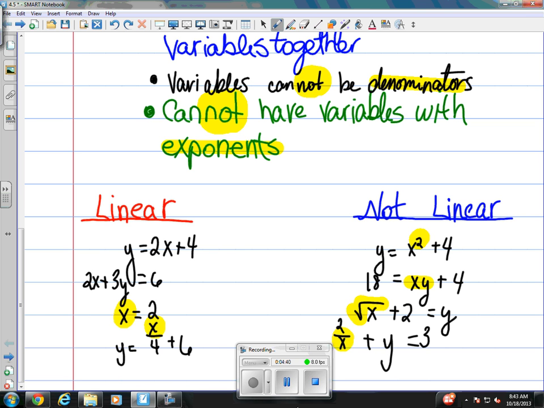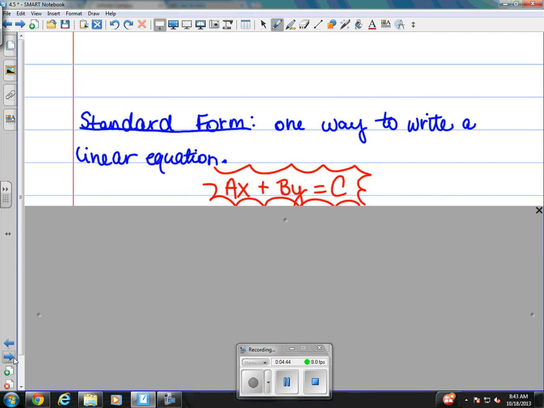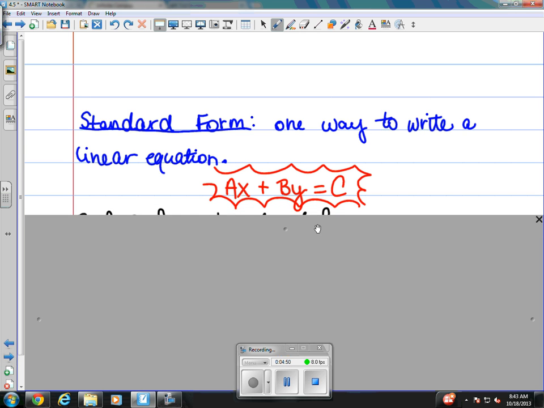Now once you know something's linear, you can write it in something called standard form. And standard form is one way to write a linear equation. And it looks like this right here. Okay, so ax plus by equals c. And in standard form, our A, B, and C are going to be numbers.